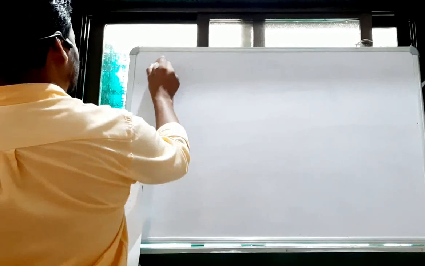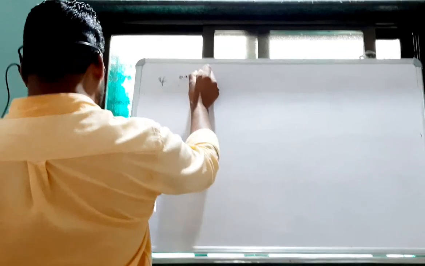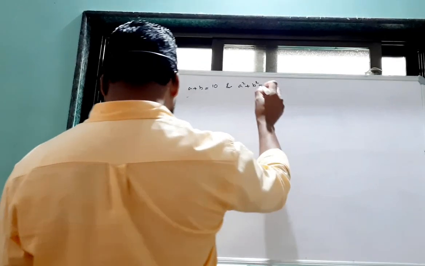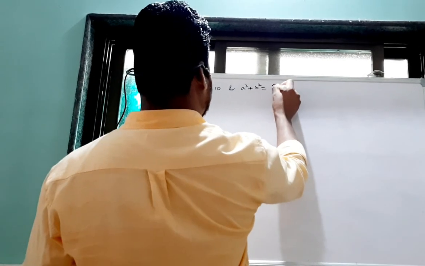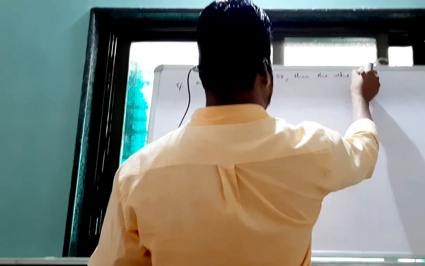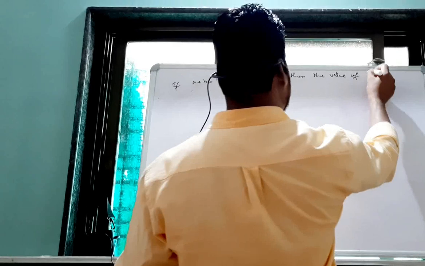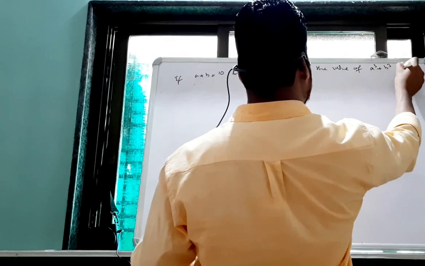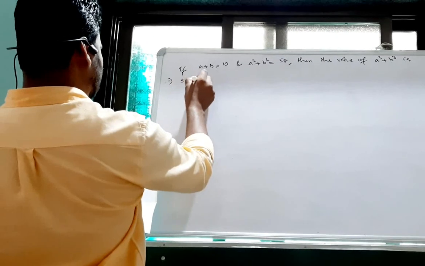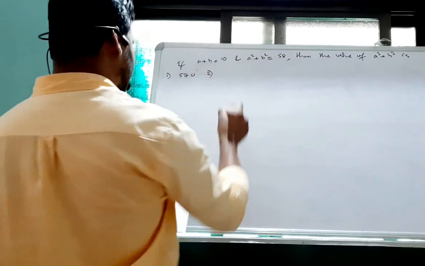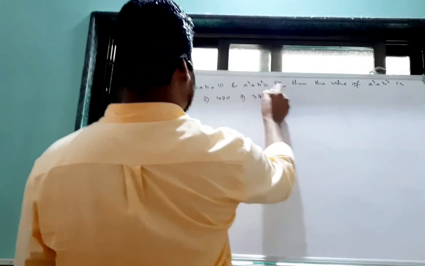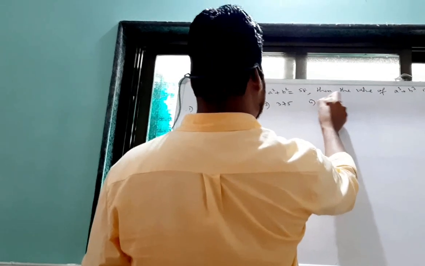If a plus b is equal to 10, and a square plus b square is equal to 58, then the value of a cube plus b cube is, the first one is 570, second one 470, third one 375, fourth one 370.